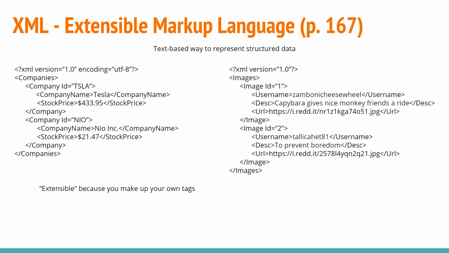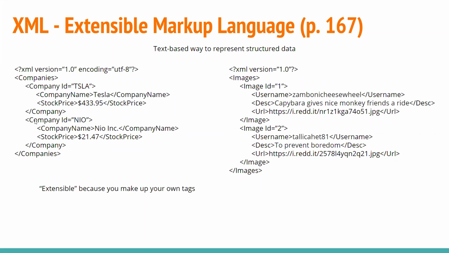So XML stands for extensible markup language. The reason we call it extensible is because you can just make up your own tags. You guys have seen HTML, right? In HTML, we can't just make up our own tags. The tags have a fixed meaning. Body in HTML means something. All of the tags in HTML have a specific set meaning. You can't just make up your own tag. It doesn't work that way.